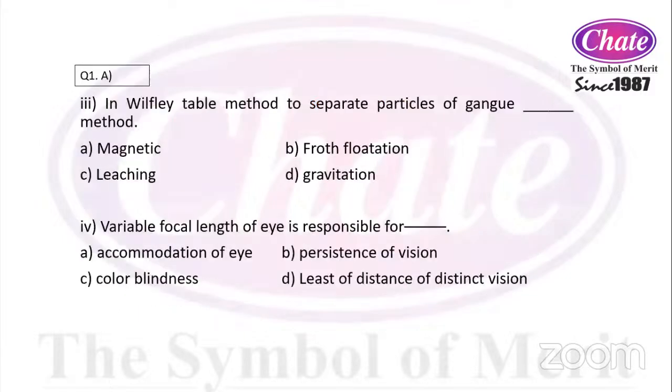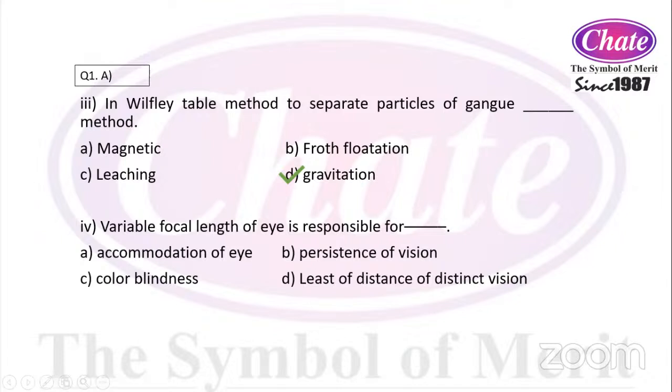Now we go for the next question. Question number 3: in the Wilfley table method, to separate particles of gangue, dash method is used. That method is based on gravitation, and that is the correct answer, because in the Wilfley table, the heavy metal particles get stuck in the slits of that table. The minerals or metal particles are heavier than the gangue particles, and that is why those minerals get stuck in the slits and we can collect them at one side. That is why the answer is gravitation.